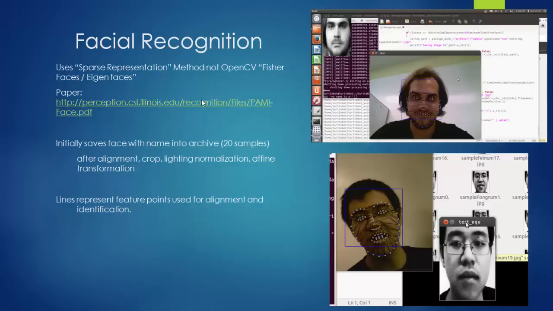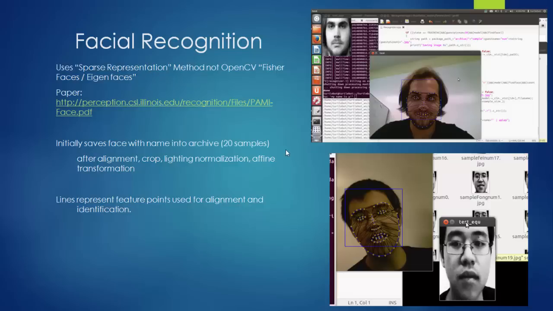A reason why we liked it so much was because it wasn't as susceptible to orientation, gestures, emotions, and especially lighting. All these non-ideal conditions are very important to consider, and this sparse representation method seemed to really find the person even with those non-ideal conditions. And that's pretty much why we went with it.